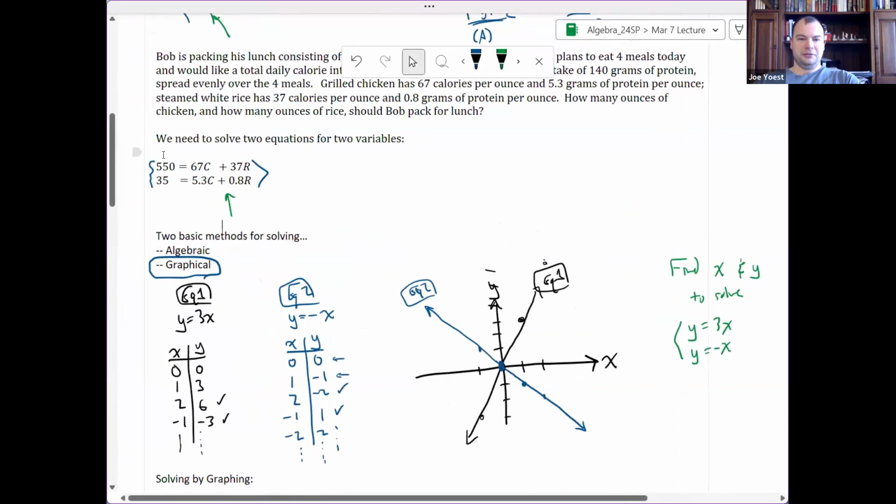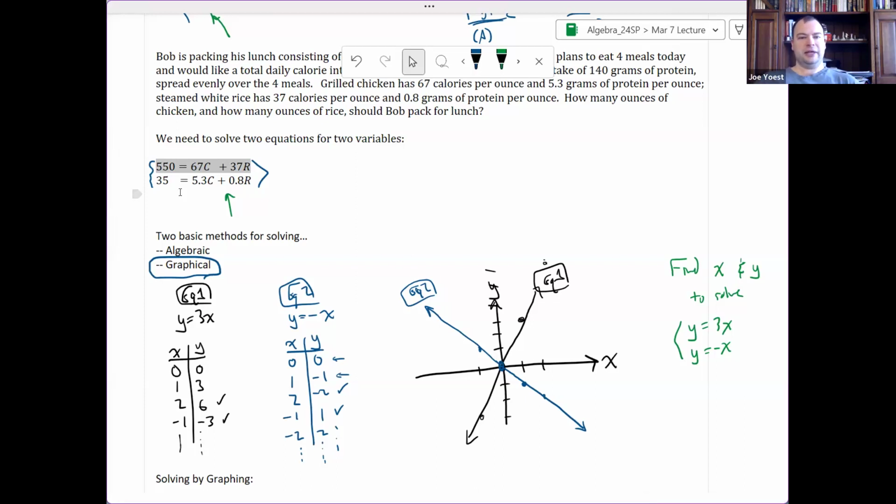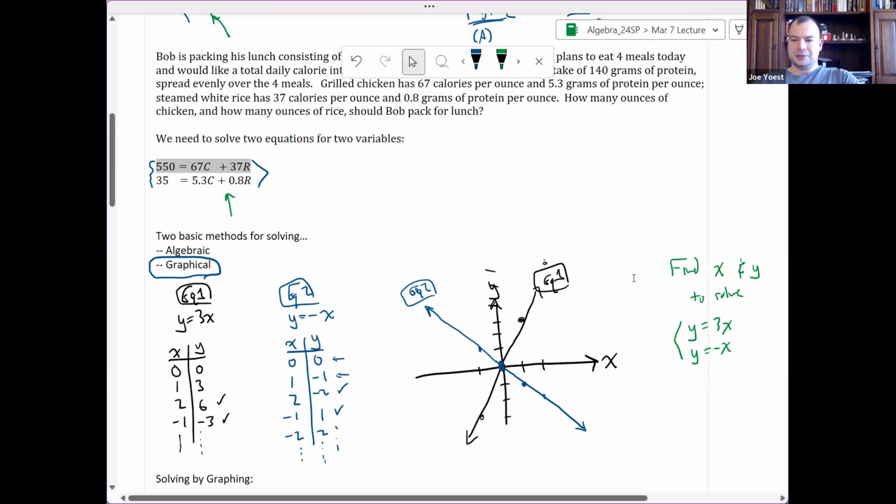There's a bunch of amounts of chicken and rice that will get you the right calories, but might not get you the right protein. Or there's a bunch of combinations that will get you the right amount of protein, but maybe not the right calories. And we suspect that there's just the perfect amount of chicken and rice that satisfies both at the same time. You get the calories and the protein both at the same time for that specific choice.